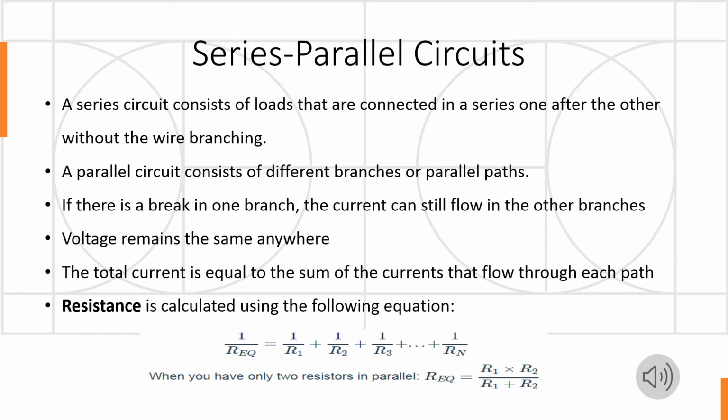The voltage of a parallel circuit remains the same anywhere in the circuit. The total current is equal to the sum of the currents that flow through each path. The resistance is the sum of the reciprocal of each resistor. And as you can see, we have an equation on how to calculate it. And when there's only two resistors in parallel, there's an easier way to calculate it.